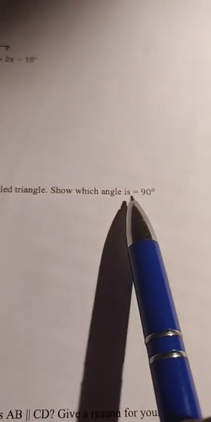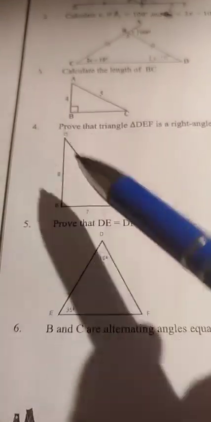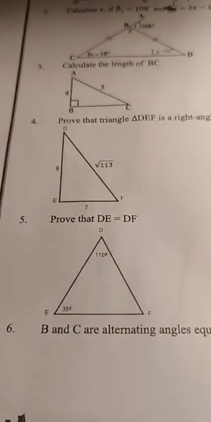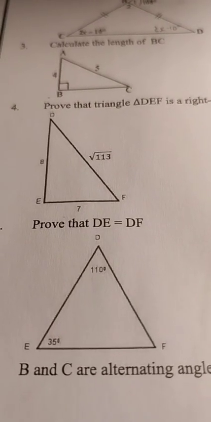In this question, they were very specific as well. They said, show which angle is 90 degrees. So I want to ask you guys, which angle here, is it angle D, angle E, or angle F, which will be the 90 degrees? Where will the 90 degrees be?